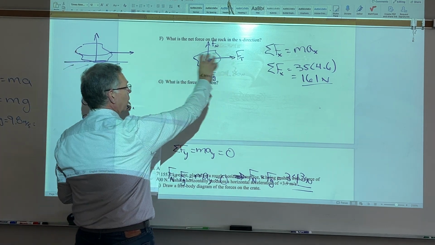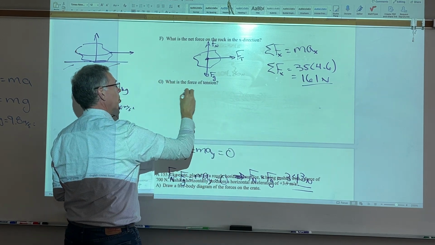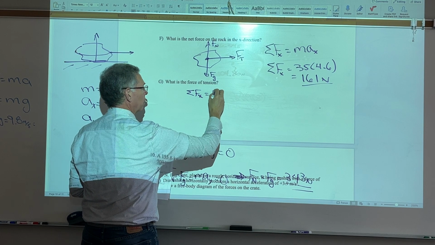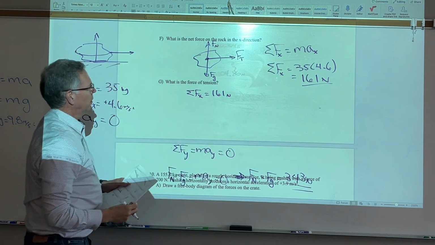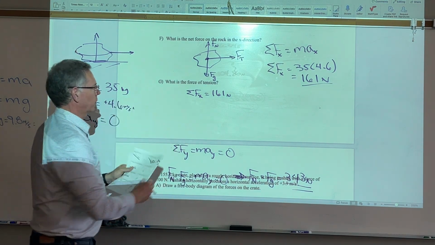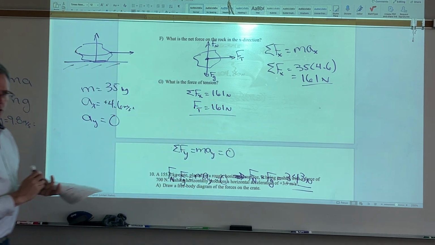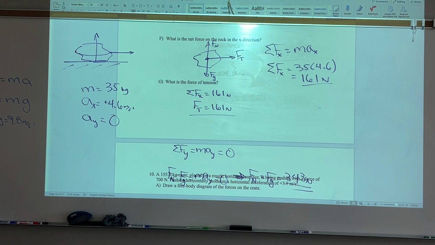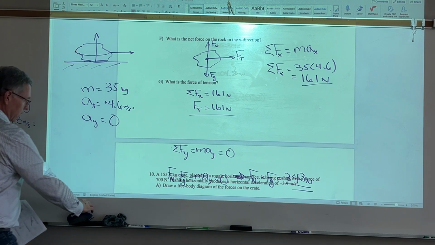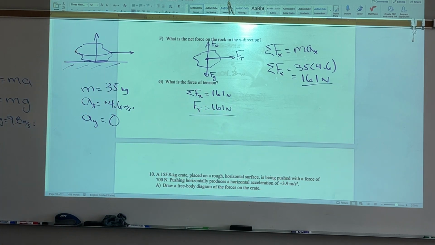Okay, if we look at all the forces in the x direction, what should go on the right-hand side here? That's a tough one. What are my forces acting in the x direction? Force of tension. Good job, Lucas. And that's your answer to part G. The only force acting in the x direction is the tension. Okay. Any questions with that one?